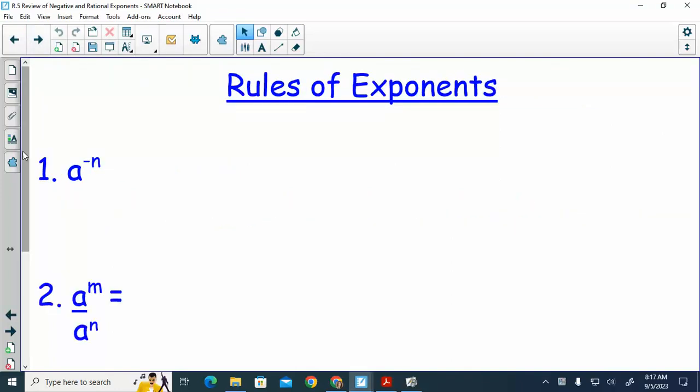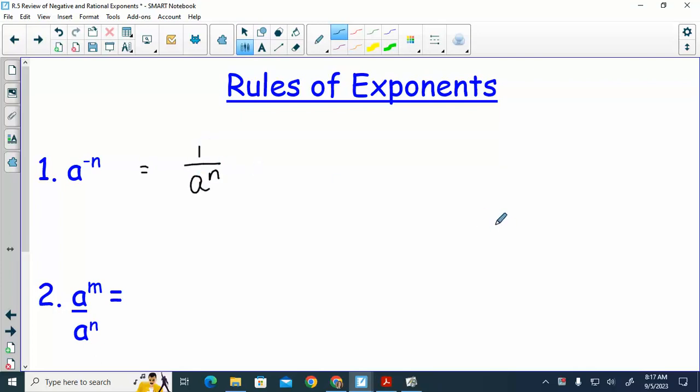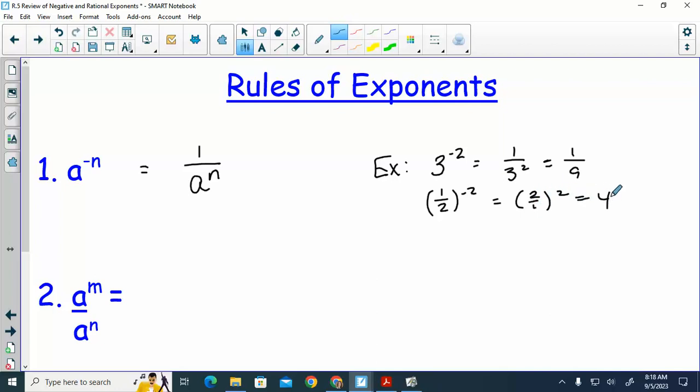So if you have something to the negative power, it becomes 1 over that thing to a positive power. So for example, if I said 3 to the negative 2 power, that becomes 1 over 3 squared, or 1 over 9. Likewise, if it were 1/2 to the negative 2, that flips it and becomes 2 over 1 squared, or just positive 4. So it can be a fraction or a whole number. We just flip it.